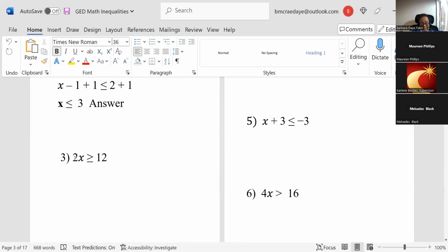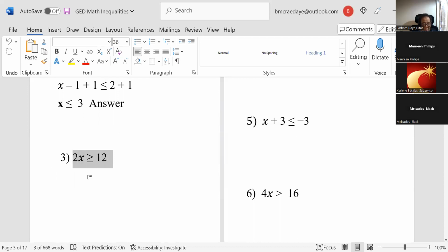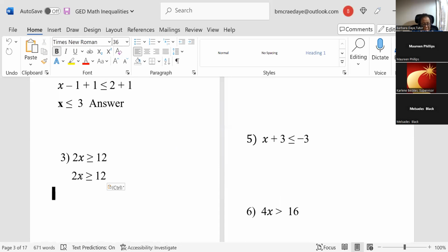So what's your answer? Two, I don't know. If we take 2 from both sides... Not take, divide. Divide both sides by 2, and what's your answer? I get 6. 2x divided by 2 is just x. I will get x. So what's 12 divided by 2, Maureen? 6. That's your answer.